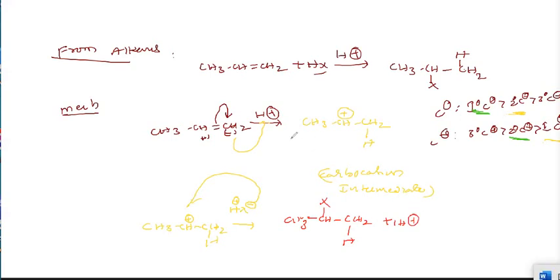Then it is under acidic condition, right? First we are taking the unsaturated alkene. That unsymmetrical alkene reacts with HX under acidic medium, then it forms the saturated mono alkyl halide. This mechanism is always a two-step reaction. First step is the formation of the intermediate. Second step is a fast step. This is a slow step. Always the slow step is the rate determining step.